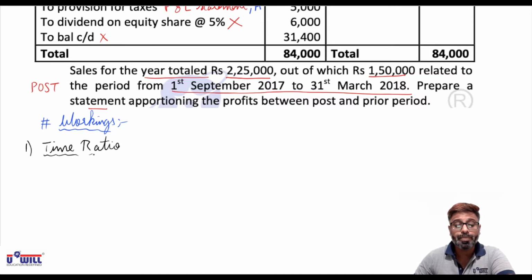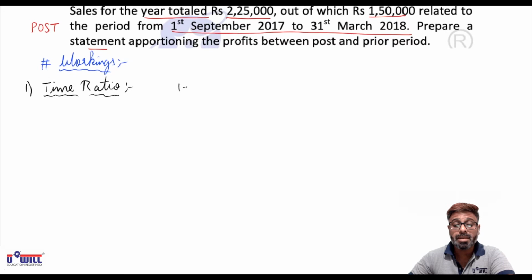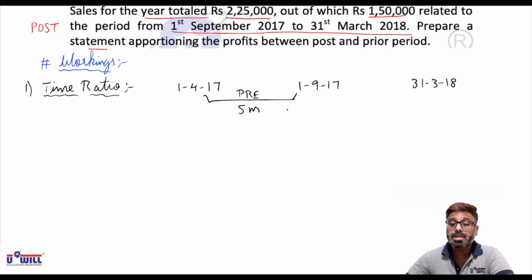So time ratio, 3 dates we have to write in ascending order: 1st April 2017, 1st September 2017, 31st March 2018. April, May, June, July, August: pre-incorporation period is 5 months. September, October, November, December, January, February and March: post-incorporation period is 7 months. So 5 is to 7.